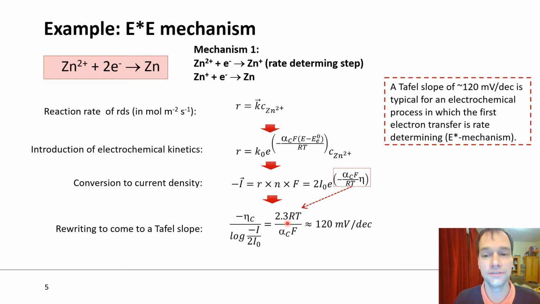So what can we say from this? A Tafel slope of 120 millivolts per decade is typical of an electrochemical process in which the first electron transfer is rate determining. And if that is the case, it basically doesn't matter which reactions come afterwards. Then the Tafel slope will always be 120 millivolts per decade.